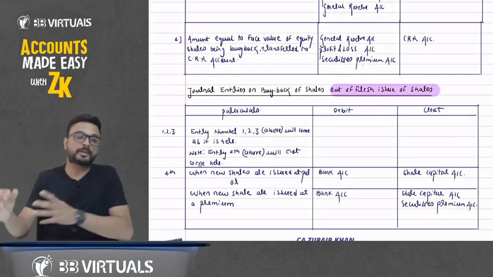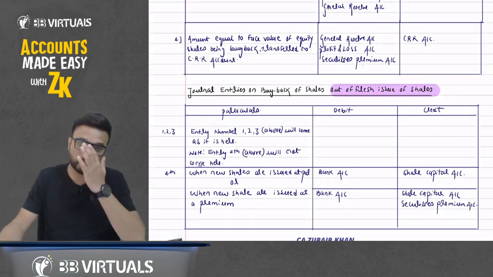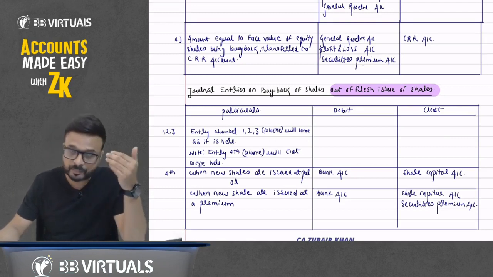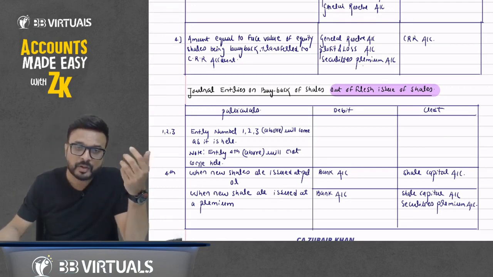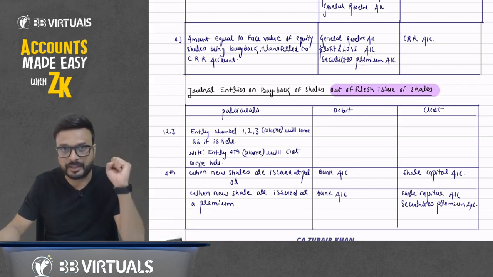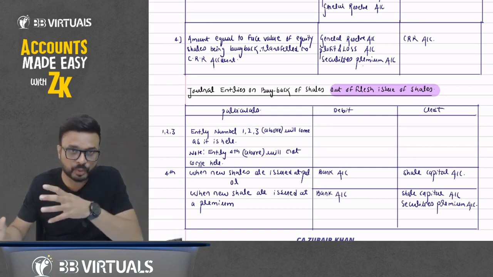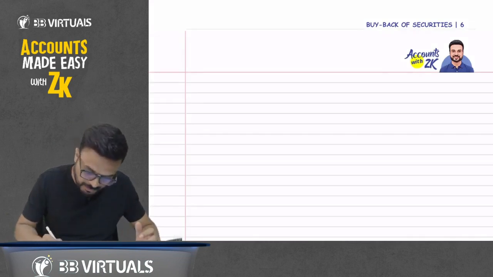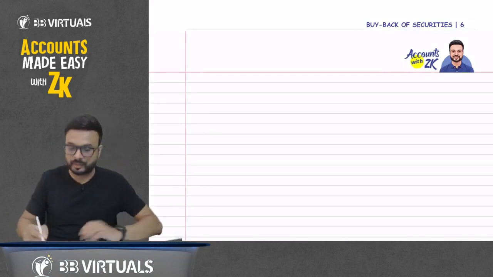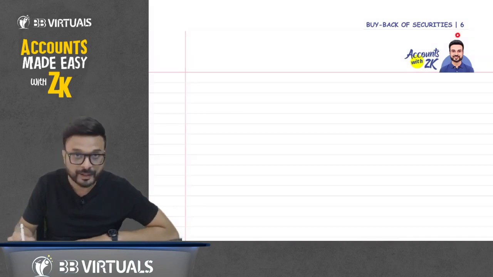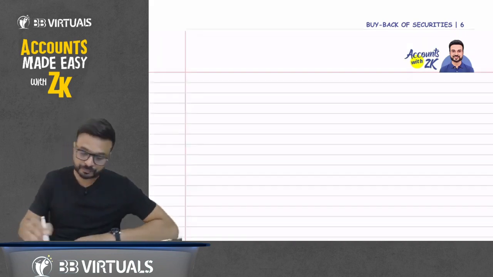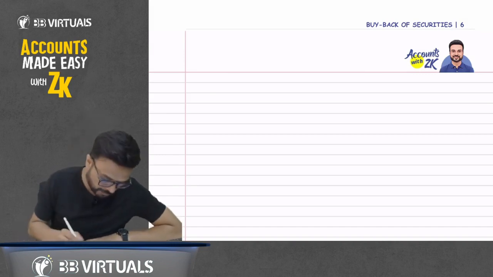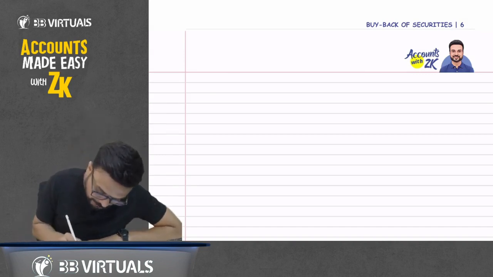Now, before we come to a question, there are a few points that I want to discuss with you. When we solve the question, you will see some points will come on sale of some investment. So before I come to the question, we'll discuss that also here. So write it down. This is my page number 6, from the class book, the study material of BB Virtues. So write down here, journal entry.